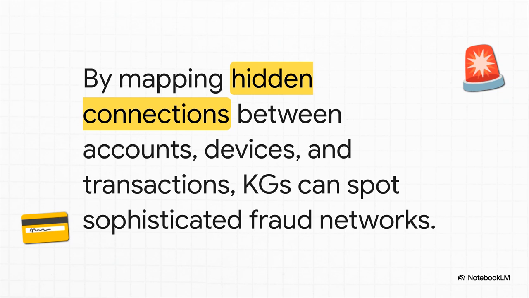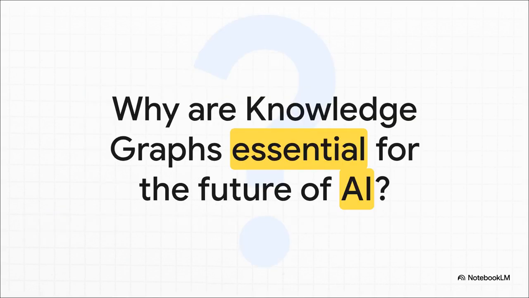And in the financial world, they're an absolutely critical tool for security. Fraudsters create these really complex networks to hide what they're doing. But by mapping all the hidden connections between different accounts, IP addresses, devices, and transaction patterns, a knowledge graph can spot these sophisticated fraud rings that would be totally invisible if you were just looking at one transaction at a time.